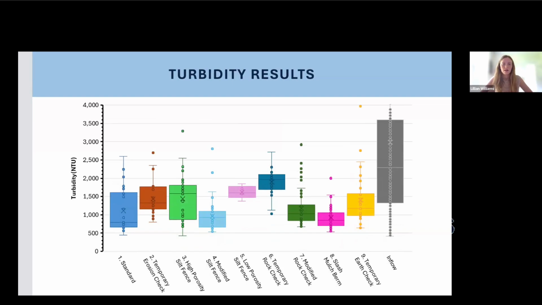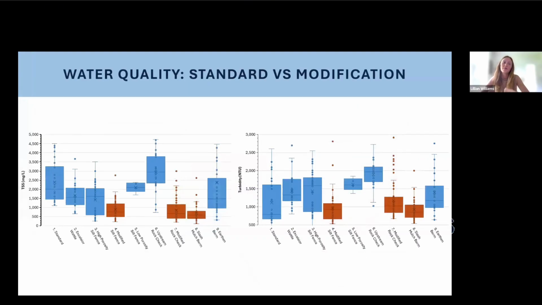So we have another kind of water quality test, and this is turbidity, so the cloudiness of the water. And TSS, I should have said, was the total suspended solids, so the weight of the particles in water versus the cloudiness of it. So the turbidity focuses a lot more on the finer particles. And then we compared the standard, or what was already included in the Nebraska manual, versus the modifications.